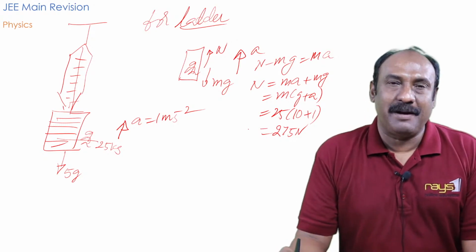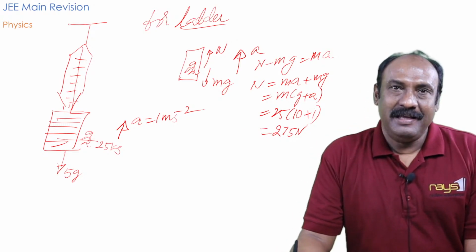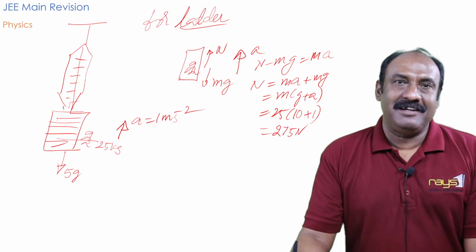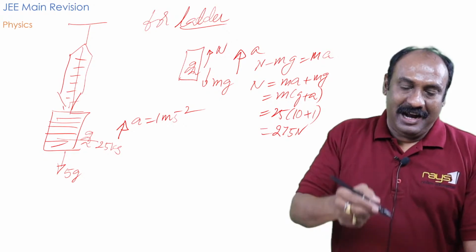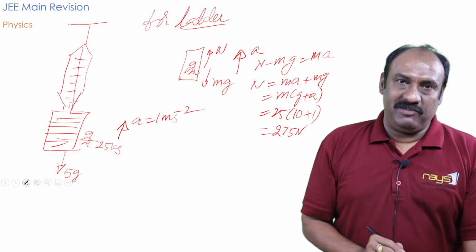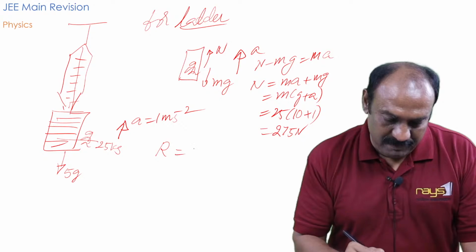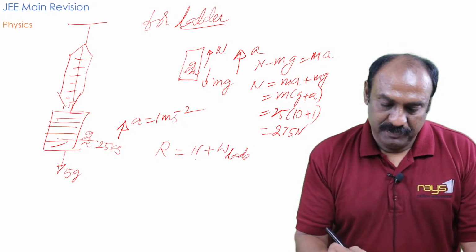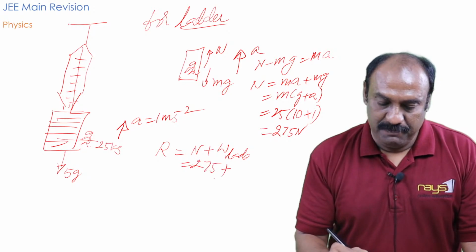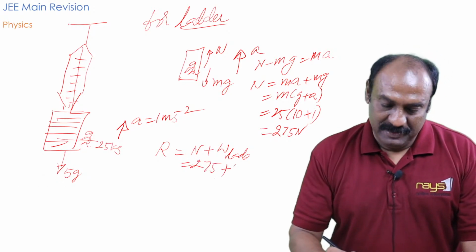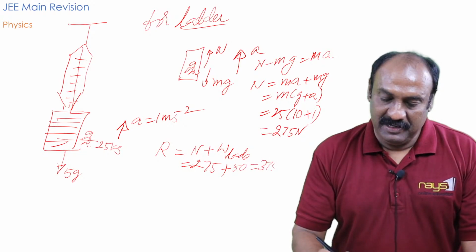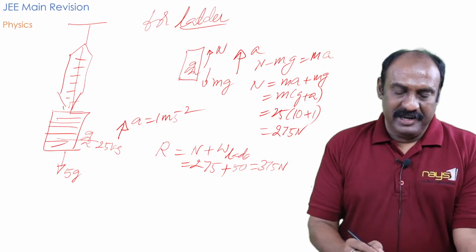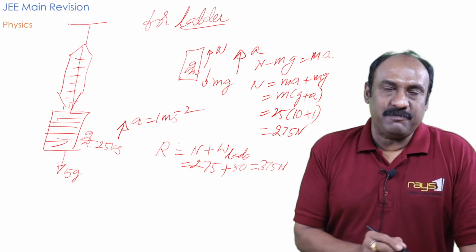275 Newton is the normal reaction exerted by man and ladder, or ladder and man. So, the normal reaction exerted by man on the ladder is in the downward direction. At the same time, the weight of the ladder is 5g. So, the reading in the spring balance is equal to the normal reaction plus the weight of the ladder, that is 275 plus 50, that is 375 Newton.